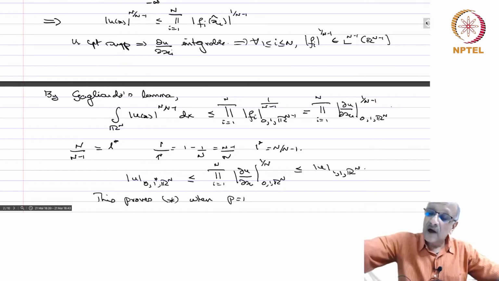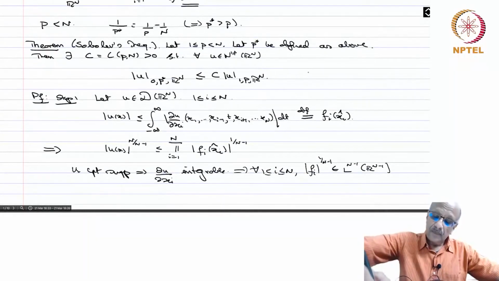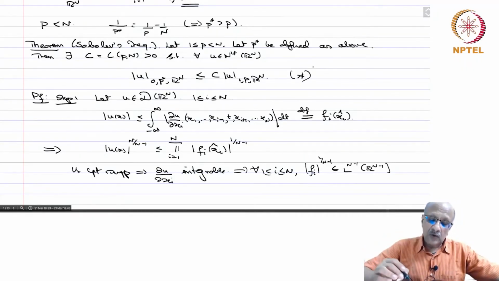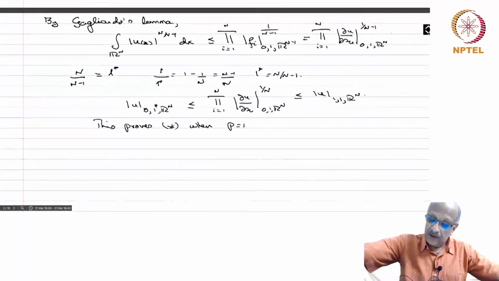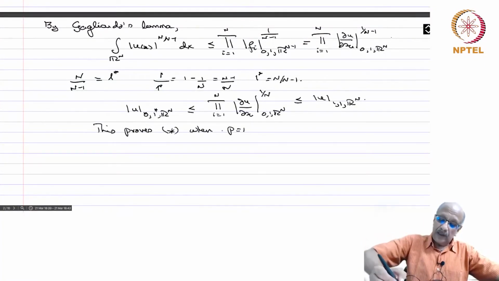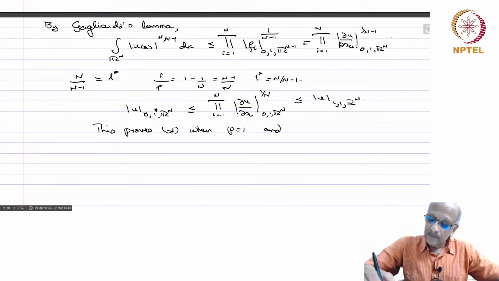So what is star? So this is star. When p equals 1, the norm of u in L 1 star of Rn is less than c times the norm of du in L1 of Rn, and that's exactly what I have proved here. So we have proved it when p equals 1 and u in D of Rn.